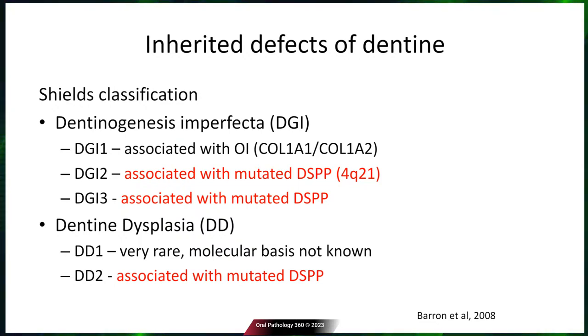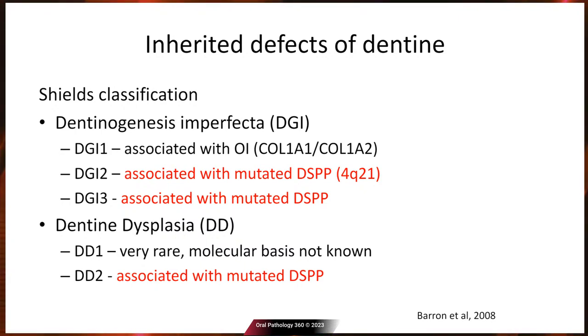So I'm sure you'd be very well aware of the Shields classification, which separated the inherited disorders of dentine into two main groups. There were those which were classically described as dentinogenesis imperfecta, and those which were described as dentine dysplasia.